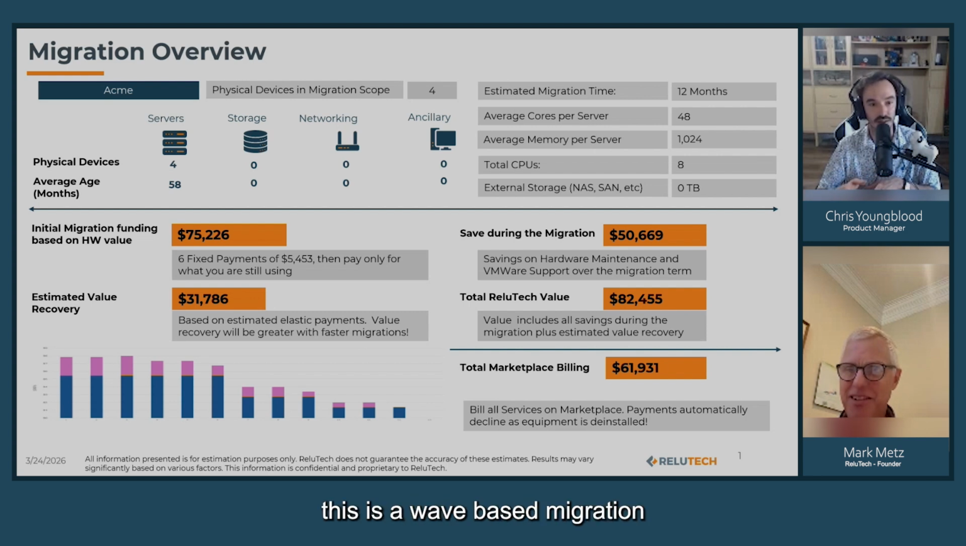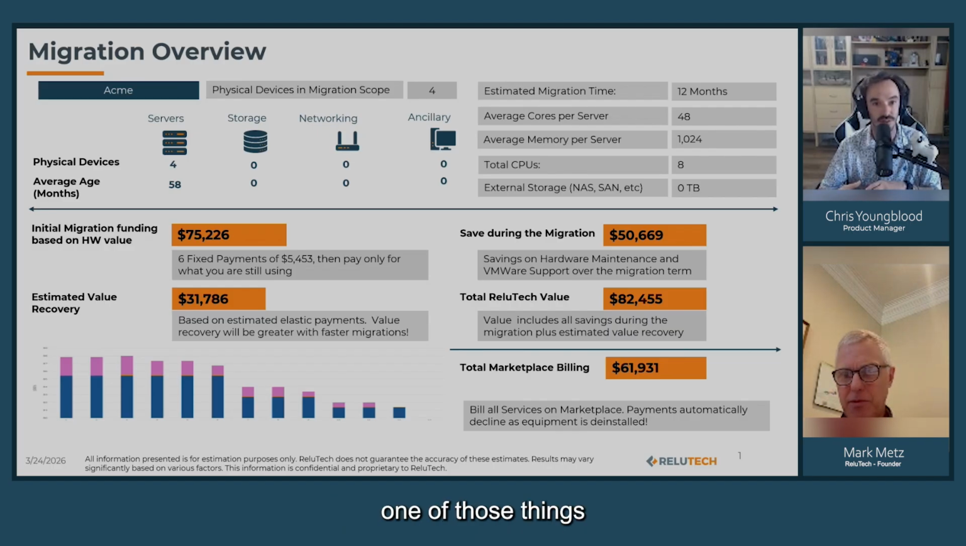And what's interesting for customers, because in this example, if people look at the graph that shows our billing, this is a wave-based migration. And we're effectively showing that, hey, we can make sure that we're able to bill you for the devices you still have on after each wave, making sure that this moves with your pace. So it's one of those things that can be really interestingly structured around how you plan to migrate.